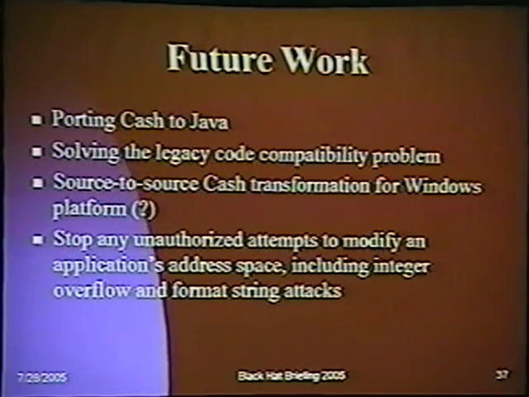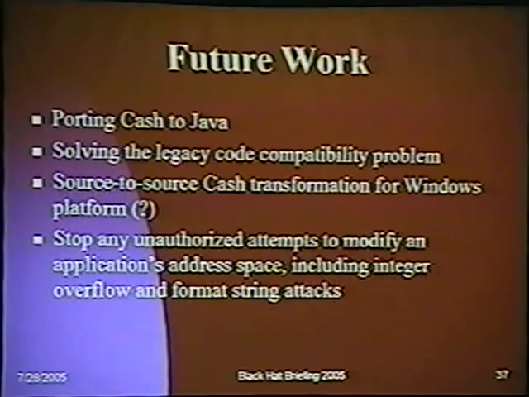So for future work, we want to port CASH to Java. Right now, it only works for C. Java is presumably a simpler case, because it doesn't have a lot of pointers. And we already solved the legacy code compatibility problem. One of the things that we are thinking about is how to do this using source-to-source CASH transformation. The problem is that we don't have access to the compiler source code on the Windows platform, other than the Linux-like, GCC-like platform. So we don't want that. We just want something like Visual Studio. That's the kind of thing that people use today on the Windows platform.